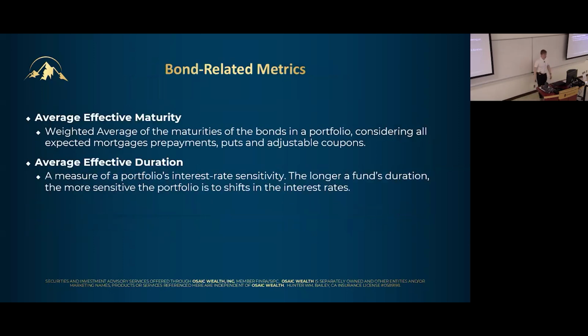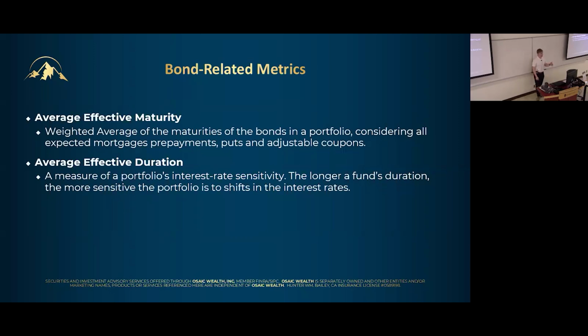Then we get to our bond-related metrics, where we've got our average effective maturity, which is basically just the weighted average of all the maturities of the bonds, considering things like mortgage prepayments, puts, adjustable coupons. So if interest rates can change on those bonds, if they can be called away early and say, I want to buy this bond back, I want to stop paying interest, that can happen if there's a call or a put on the bond, just like a stock option.